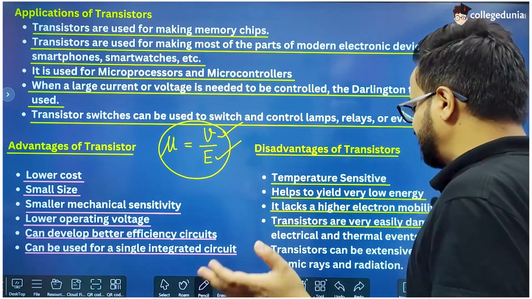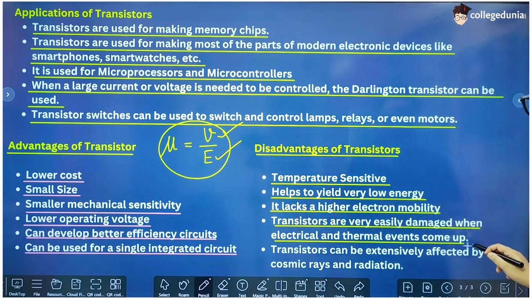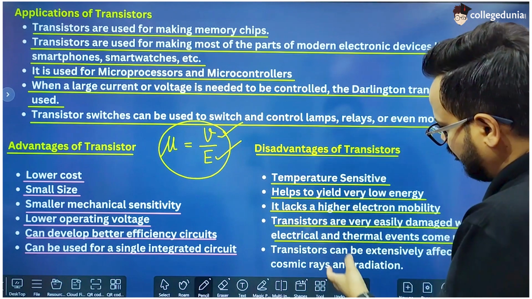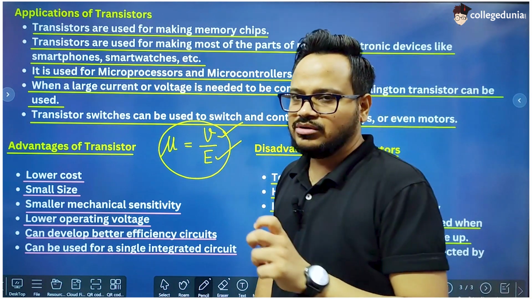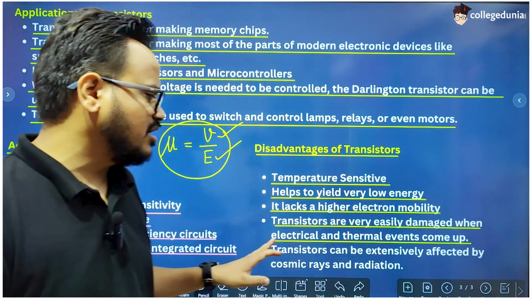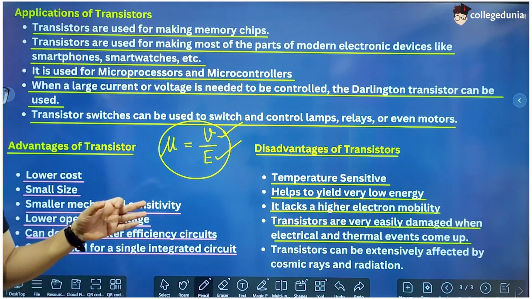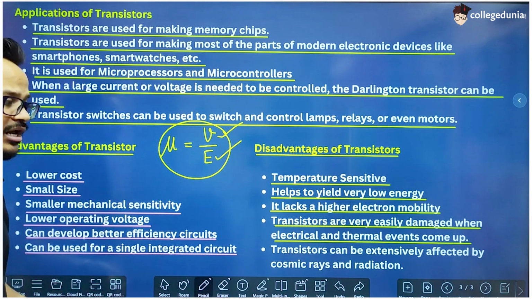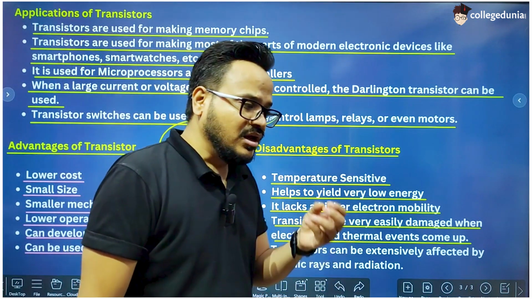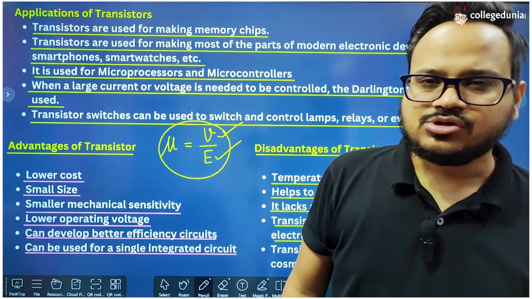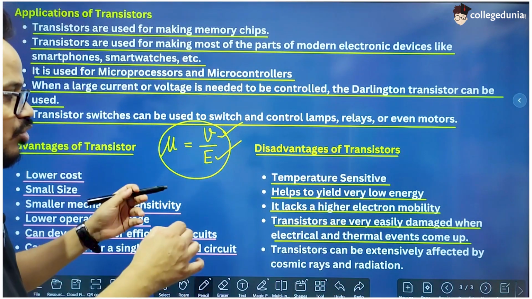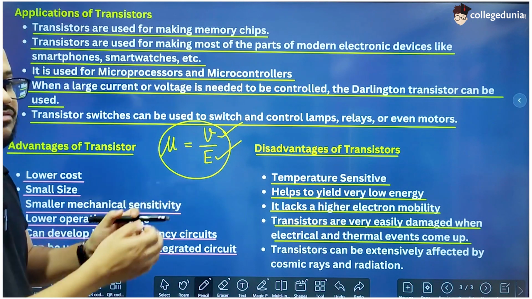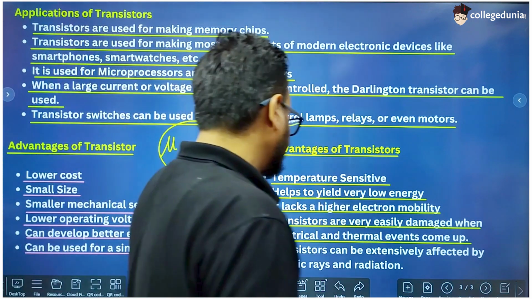Transistors are very easily damaged when electrical and thermal events come up. That is almost the same point as temperature sensitivity, but apart from temperature there are other factors that can easily damage the transistor, like electrical and thermal events. A thermal event means when the heat energy is increasing, and an electrical event means sometimes more current comes. So we say that our device got burnt out. What does that mean? That more current damages the transistors. That's why the device stops working.